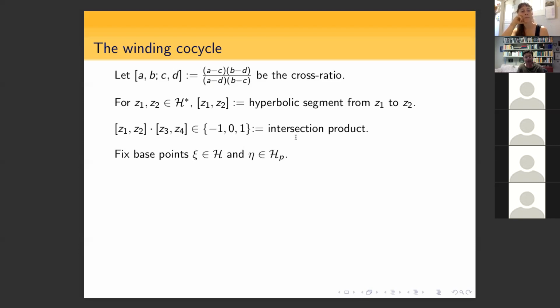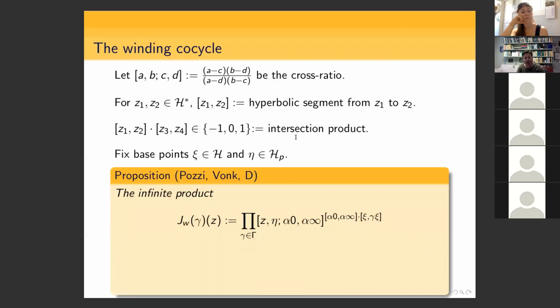Now, if I fix a base point c in the complex upper half plane, and another base point eta in the p-adic upper half plane, so this definition involves 2 choices of base points, then I can consider the following infinite product. It's a function which depends on an element gamma in the Hara group and a p-adic number z in the p-adic upper half plane. I take the product of the function z, eta, alpha 0, alpha infinity, which has a 0 at alpha of 0 and a pole at alpha infinity. I evaluate it at z and divide by the value at eta, and I raise this cross ratio to the power of the intersection number between the hyperbolic segment joining alpha 0 and alpha infinity and the hyperbolic segment joining c and its translate under gamma.